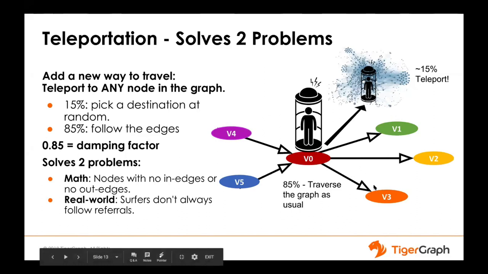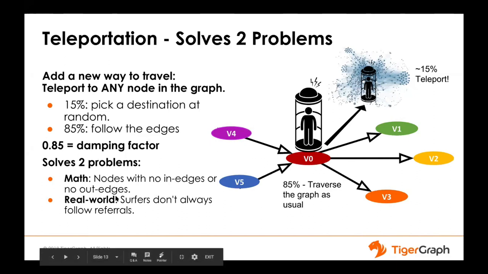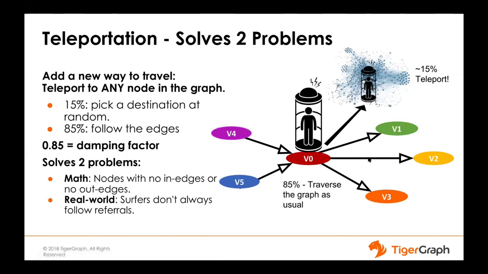The other probability is that you follow the links. That solves two problems. It solves the mathematical problem of having these source or sink nodes. And it actually does a better job of modeling real behavior. If you're talking about web surfing, people don't just follow links. Sometimes they just go to where they want to go.